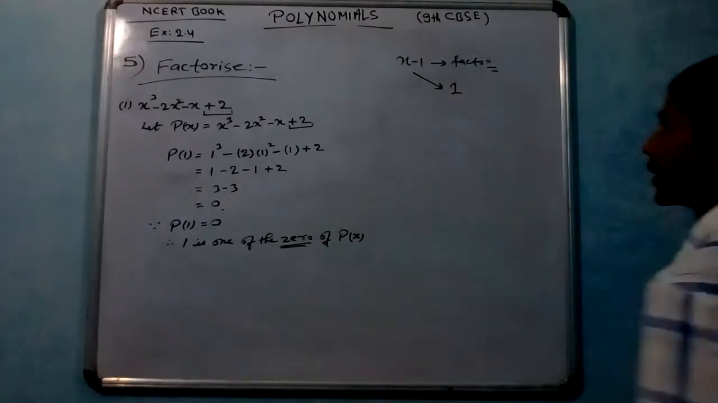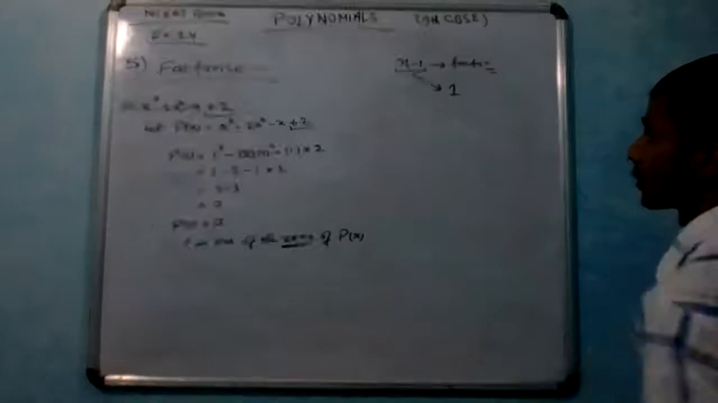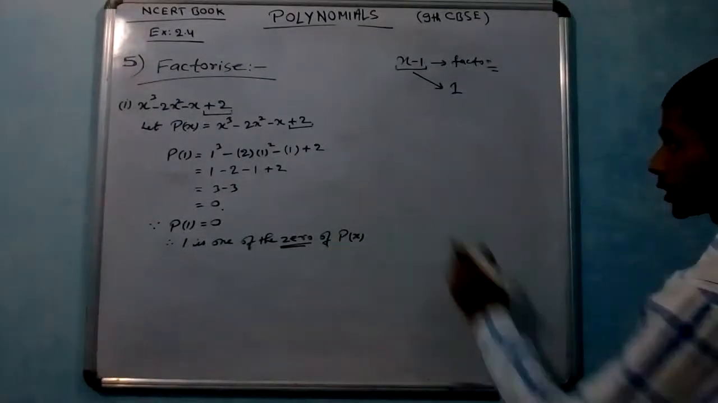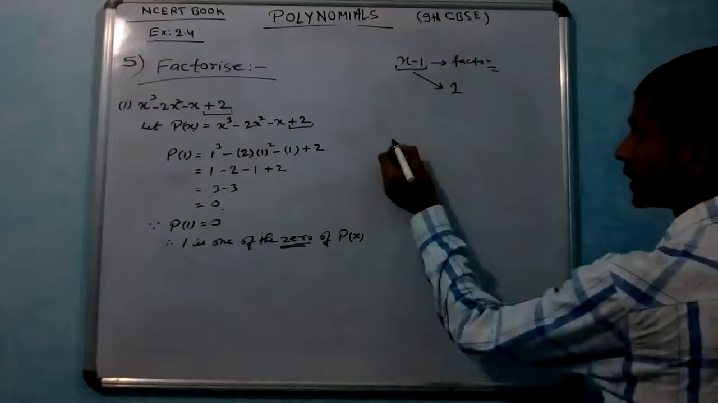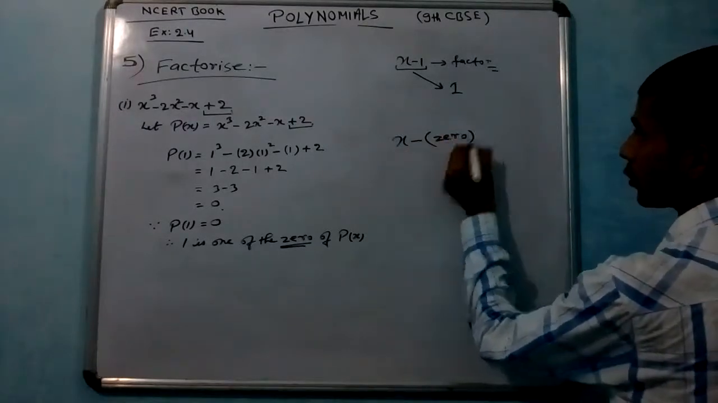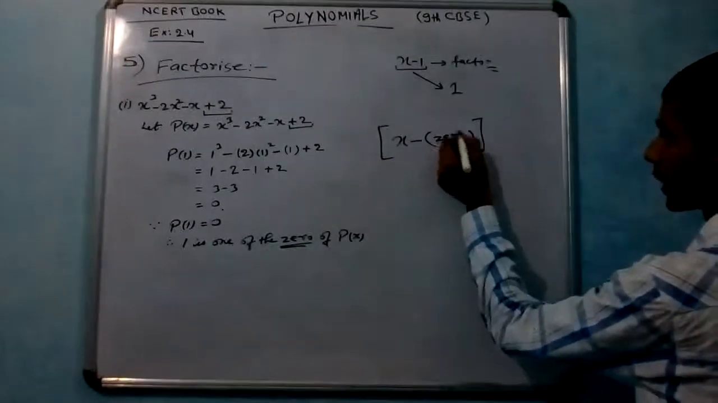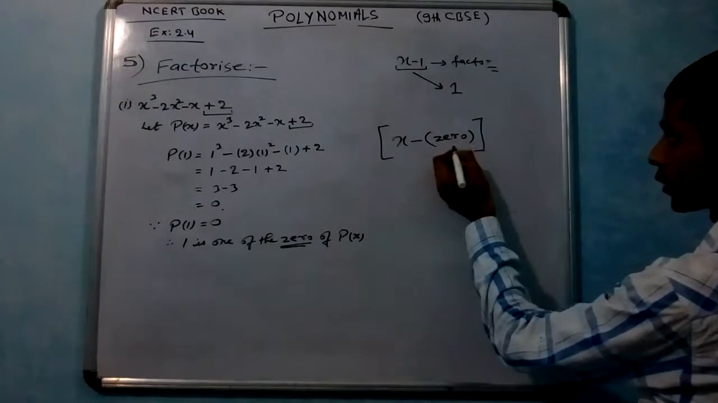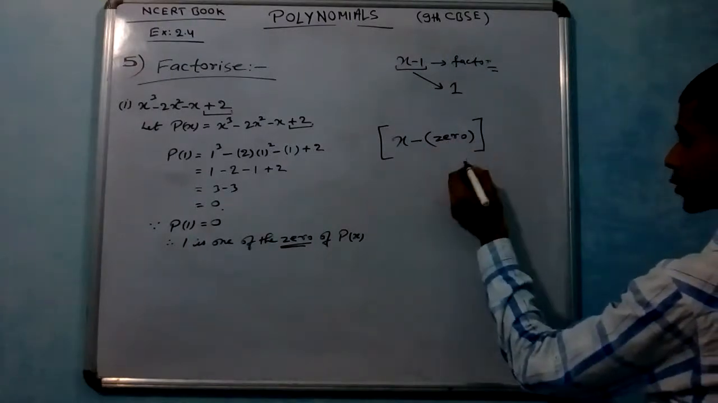X minus 1 will be the factor. See, what is the process of finding the factor from the 0? It is x minus the 0 of the polynomial, not that 0, okay? The 0 of the polynomial we are talking about here. This whole is actually a factor.